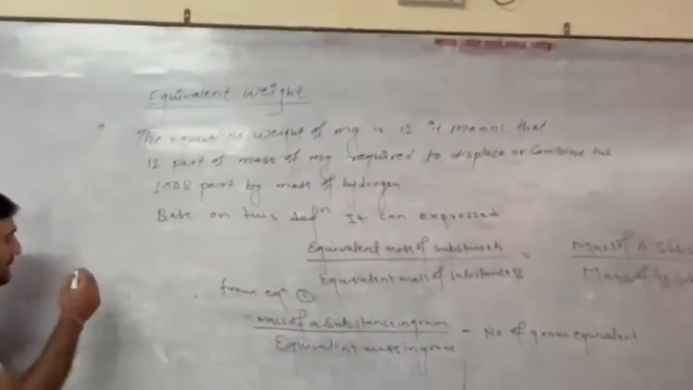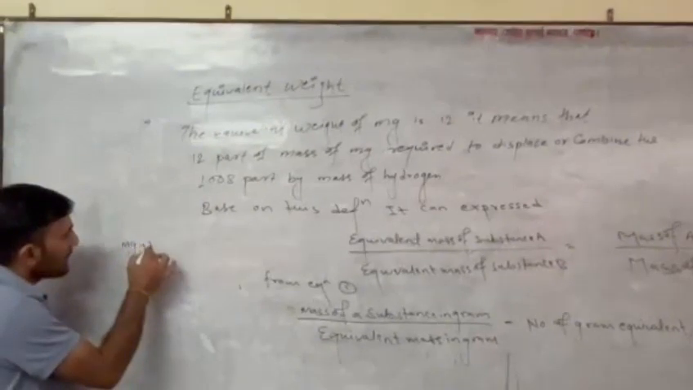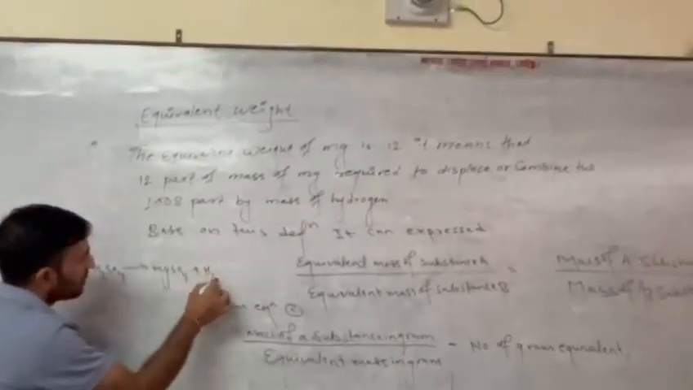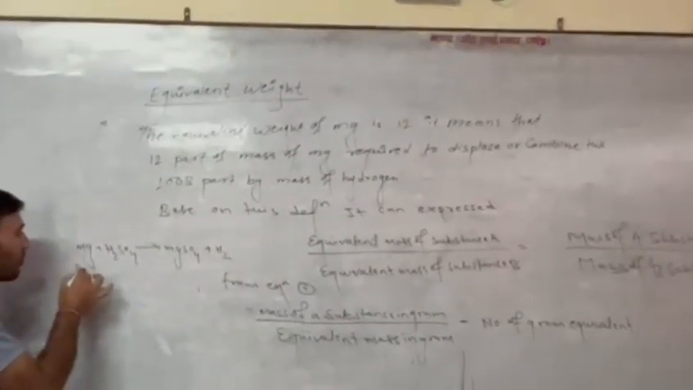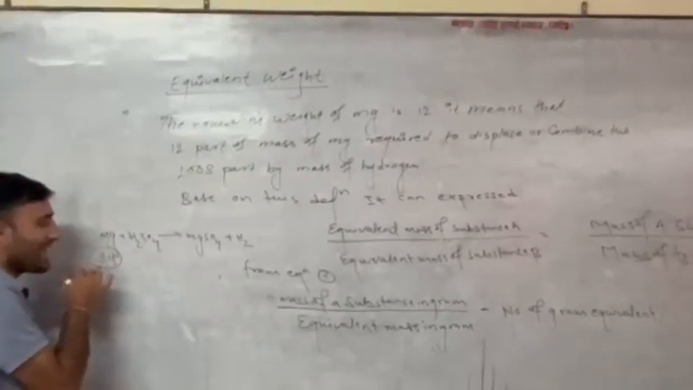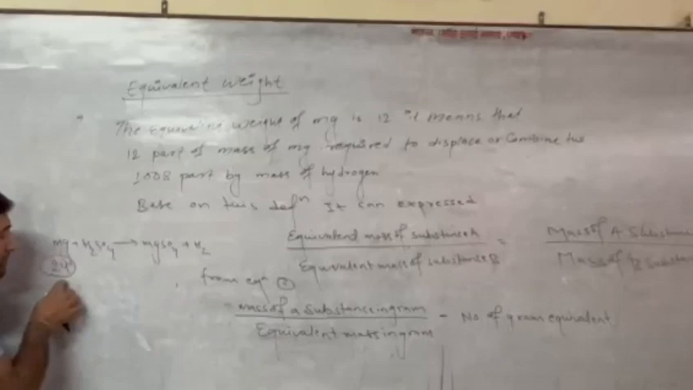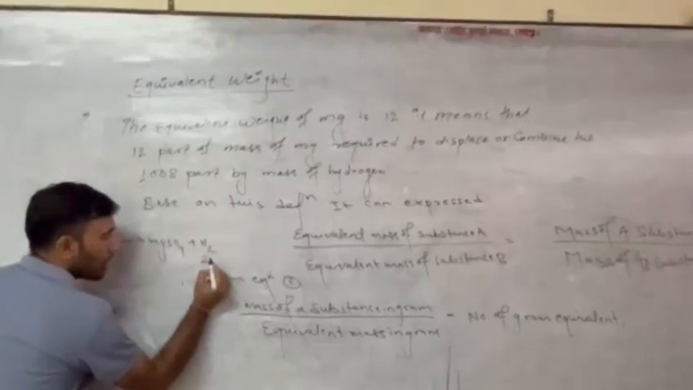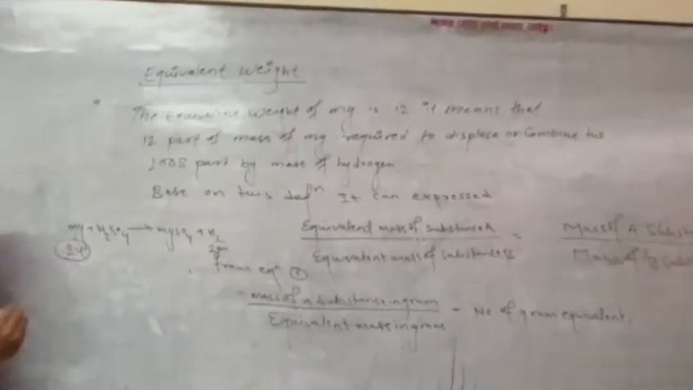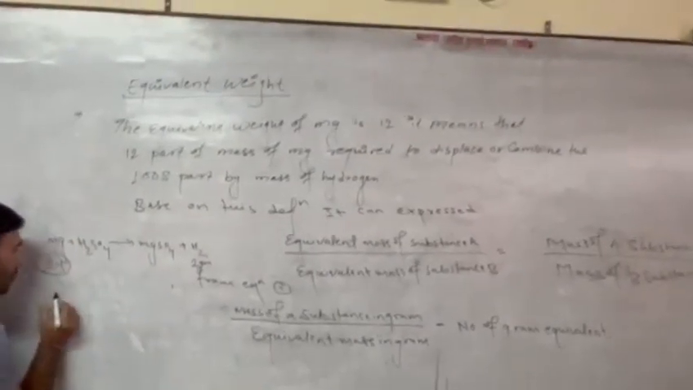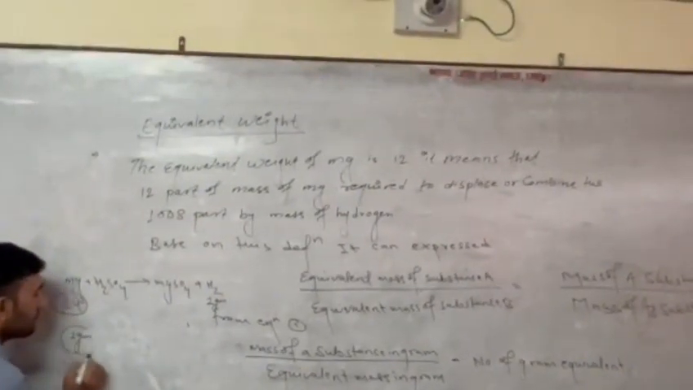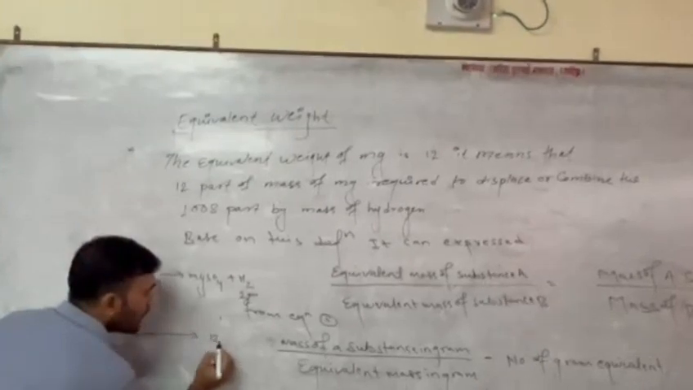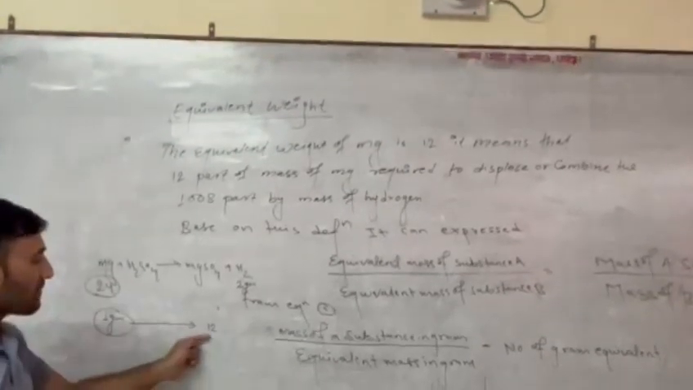Here we can take one example, just like Mg plus H2SO4 gives MgSO4 plus H2. That means 24 parts of magnesium are required to displace 2 grams of hydrogen. Then to displace 1 gram of hydrogen, it requires 12 parts of magnesium.